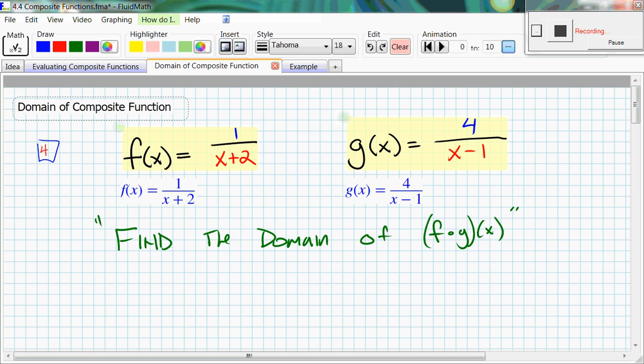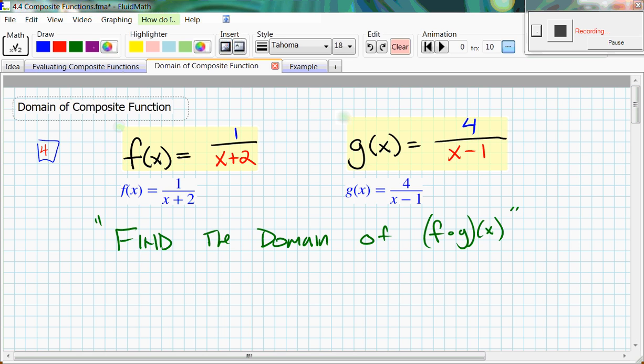Okay, let's move on to the domain of a composite function. This is where things get a little weird. I've got two functions here, right? I have f of x and I have g of x. f of x is 1 divided by x plus 2. g of x is 4 divided by x minus 1. So both of these are rational functions, so I have to be careful to never divide by 0. And I'm trying to figure out the domain for the composite function f of g of x.